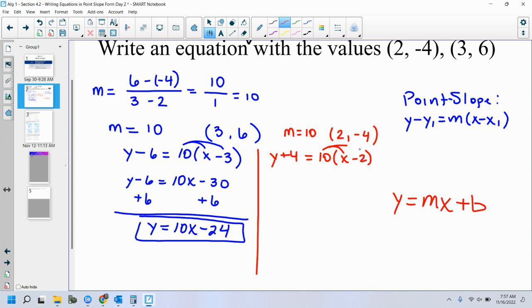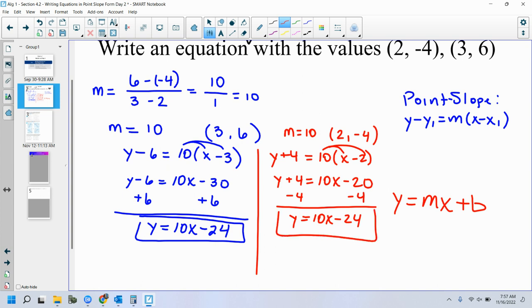Distribute the 10 in. Y plus 4 is equal to 10x minus 20. And we subtract the 4. And we have the exact same answer. You follow me there? It doesn't matter what point you choose. Pick a point. Put it through point slope. Okay?